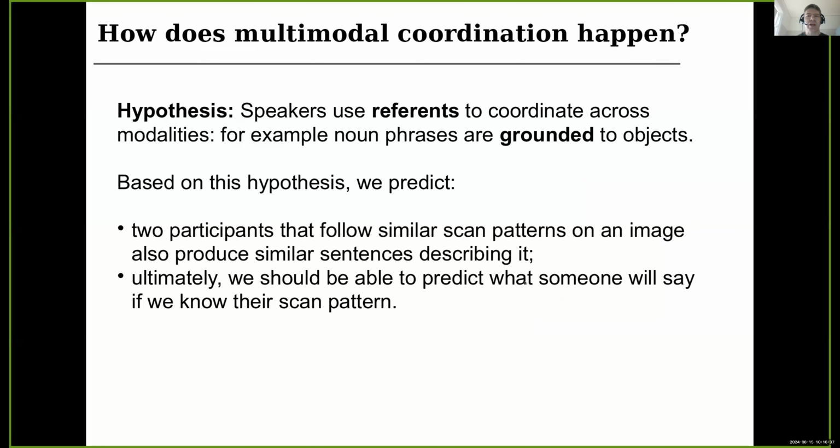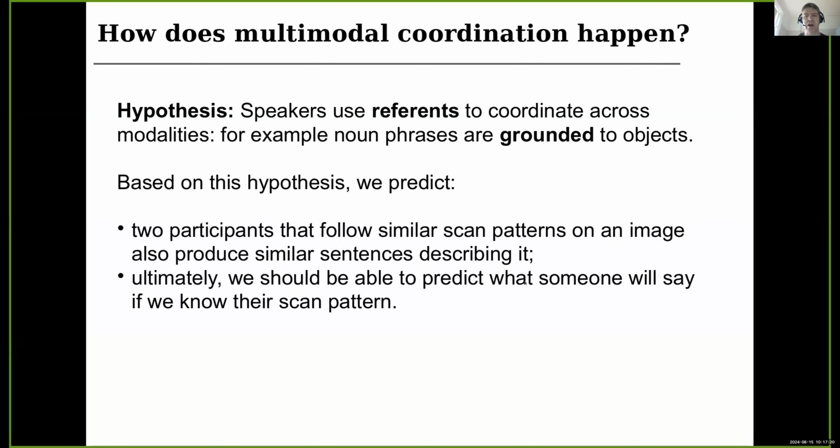Okay, so we motivated this whole work by saying, well, there are those two modalities. In general, there are more, but here we'll focus on language and vision. And somehow these modalities need to be integrated or coordinated for cognition to happen, for example, for image description to happen. And how is it possible to make this happen? We will assume the following hypothesis: what is important about multimodal cognition is the reference, the things that we're talking about or that we're looking at if it's a visual modality. And so speakers use these references to coordinate across modalities.